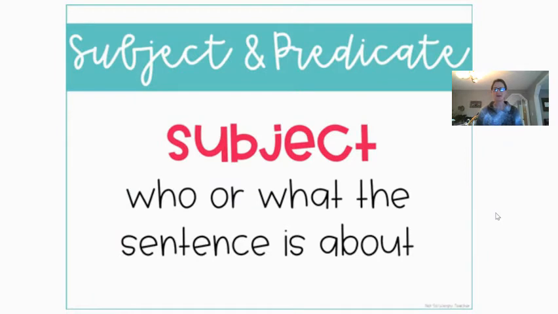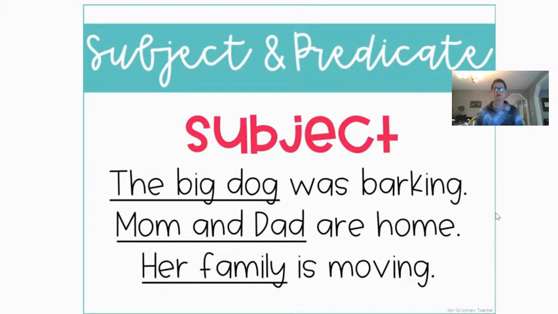So when we talk about a subject and a predicate, what do we mean by the subject? Well, we mean who or what the sentence is about. A sentence always needs to have a topic or a subject. Who is the sentence about? What is the sentence about? For example, the big dog was barking. The big dog is the subject. That's who the sentence is about.